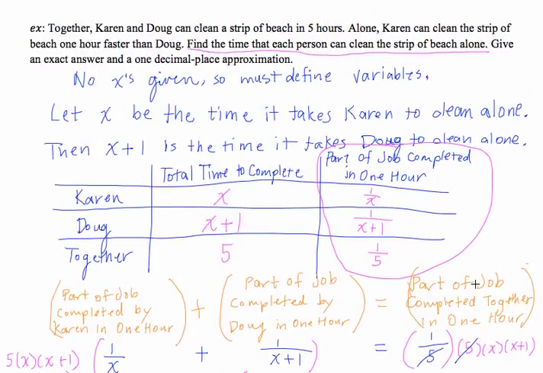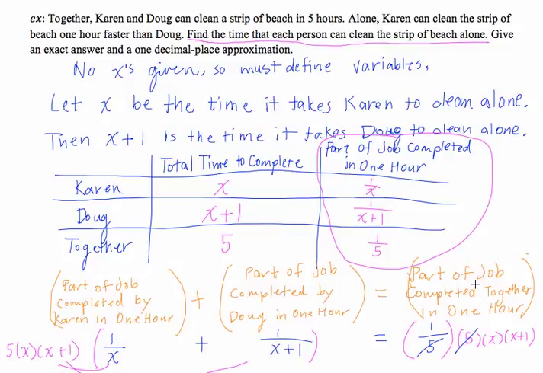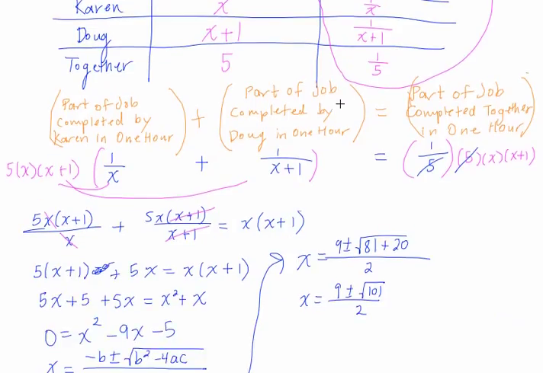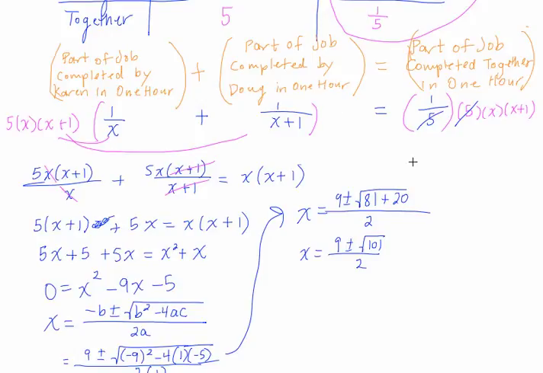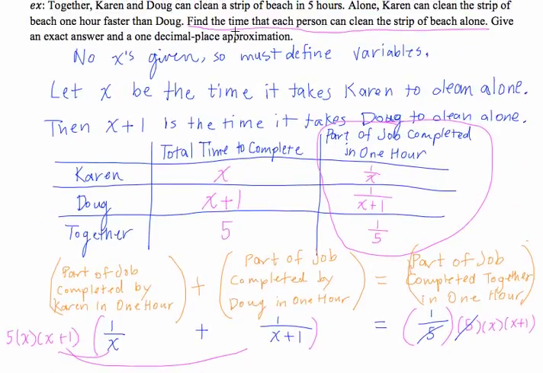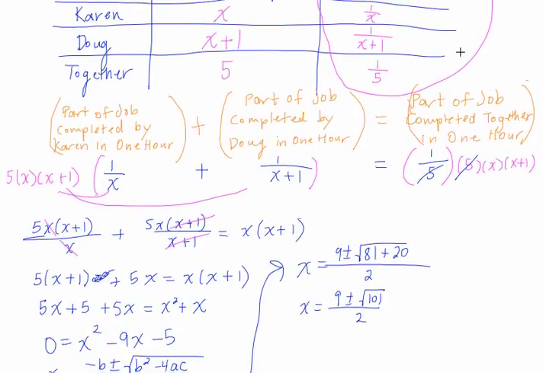So let's go back to the original problem. It says give an exact answer and a 1 decimal place approximation. Okay, so we're going to give both here. So the exact answer we would need to say is, it's not just x, remember, it asks for find the time that each person can clean the strip of beach alone. So Karen can clean the strip of beach in this many hours. So we'll say Karen takes, well actually we need to figure out which answer it is.